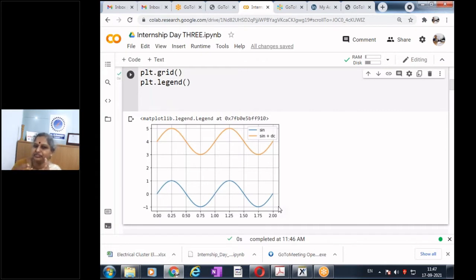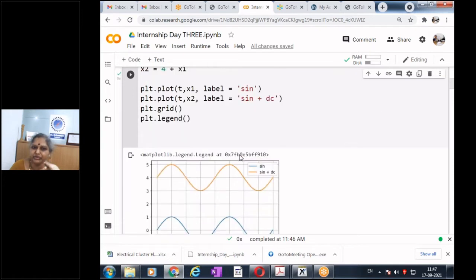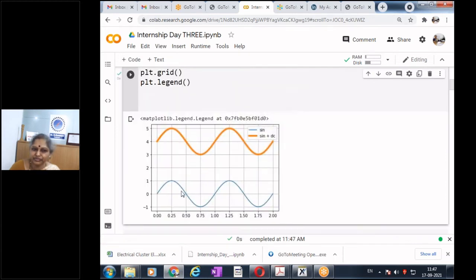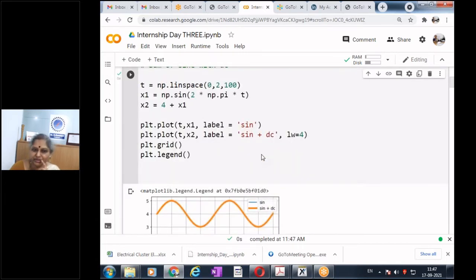So when I give a DC shift, this is what happens. Sometimes in our signal generators in the lab, we will give a DC shift to the sine wave. And suppose you want the shifted signal to be prominent, you just make the line width a little thicker. Say line width equal to 4. So I'll make it a little thicker. So let's run it. So I know now this was my original signal, and this is my signal with the DC shift.